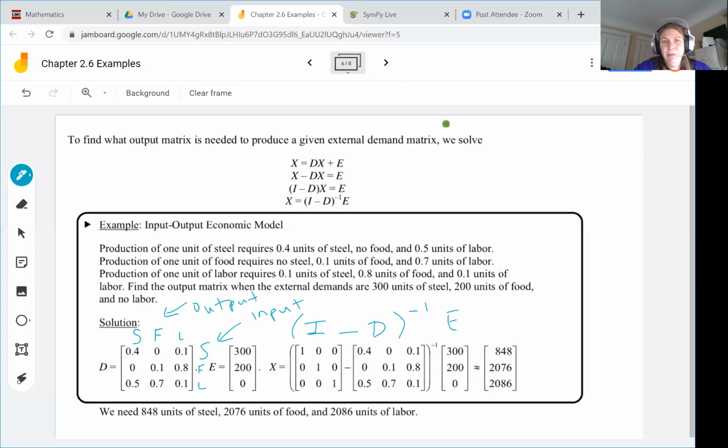Oh, where's matrix E coming from? That comes from the fact that our external demands are 300 units of steel, 200 units of food, and no labor. So matrix E is this 3 by 1 matrix, 300, 200, 0. And so we can head into SymPy and do all that multiplication. And you can see how we get these results here.